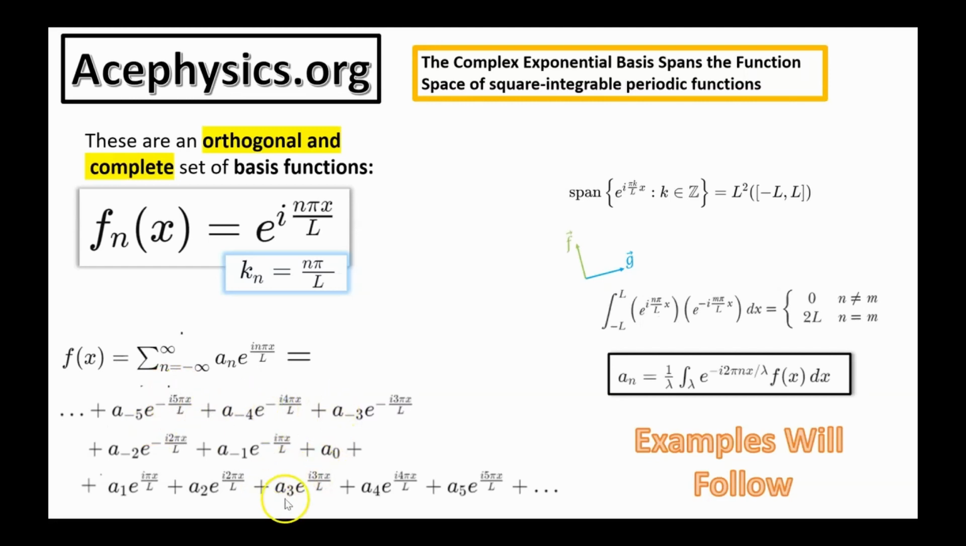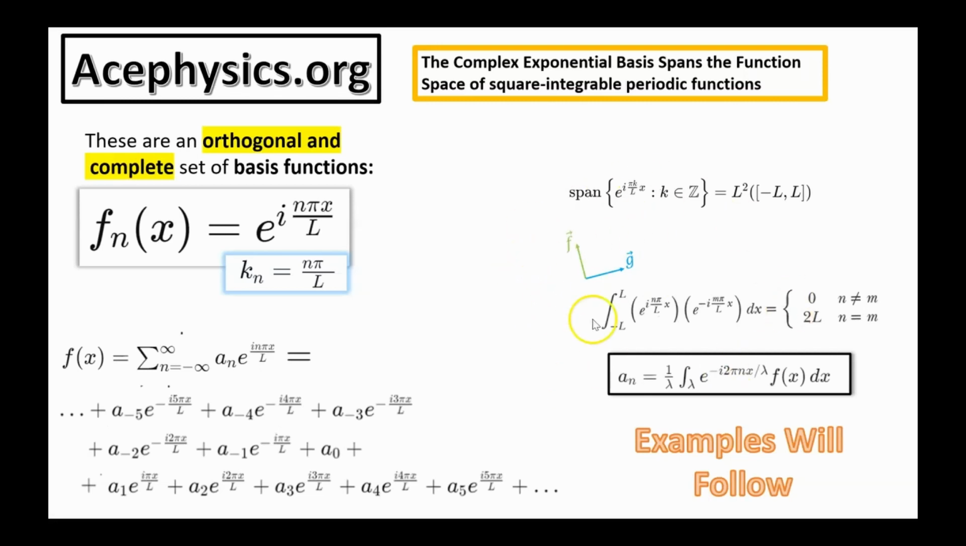a sub 3 tells how much of the basis function e to the i 3 pi x over L is in the sum. The coefficients, for example, a sub negative 5, a sub negative 3, etc., indicate how much of each basis function are in a specific sum. Different functions will have varying amounts of each basis function, just as different vectors in C2 are made up of different amounts of plus and minus x.